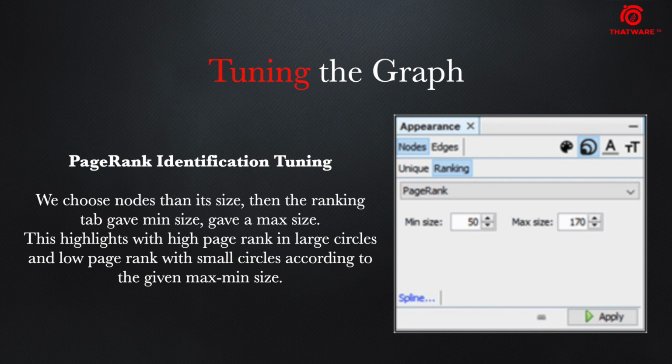The first thing you need to do is PageRank identification tuning. Under the PageRank tab you can choose the node size, and then in the ranking tab set a minimum size and a maximum size. It's very simple: the minimum PageRank pages will have the minimum value of the node size, and the maximum PageRank pages will have the maximum value of the node size.